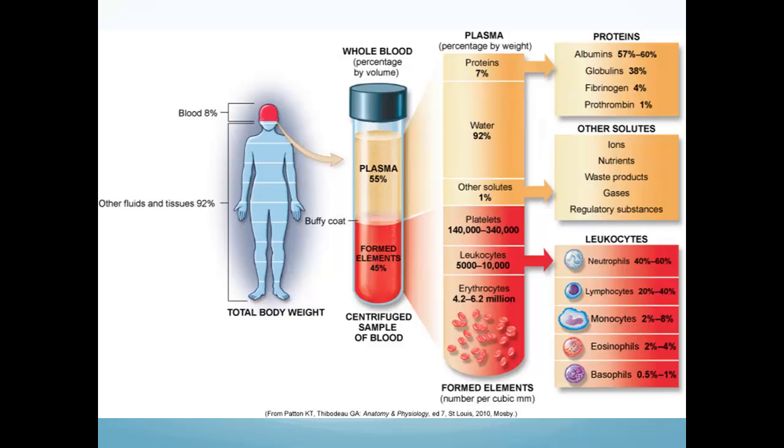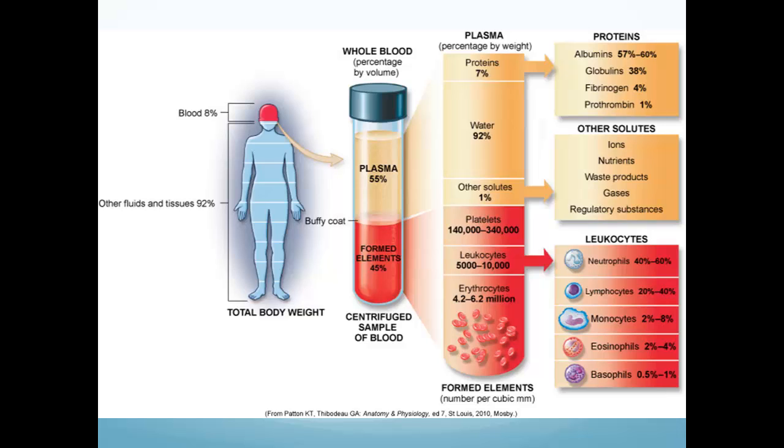Now let's move down to the bottom. The formed elements are going to be your cells. So platelets, leukocytes, and erythrocytes are going to make up the formed elements. So there's two major components of whole blood. Now, you may hear people talk in a hospital about giving a patient blood, and in many cases what we're giving is not whole blood to the patient. Instead, what we're giving is some of these components.